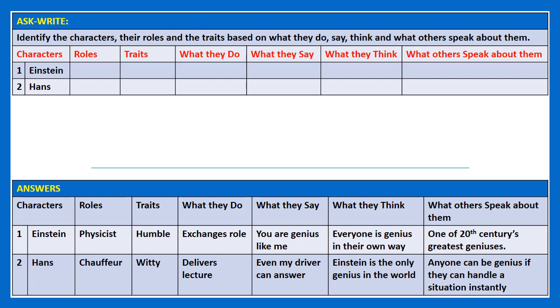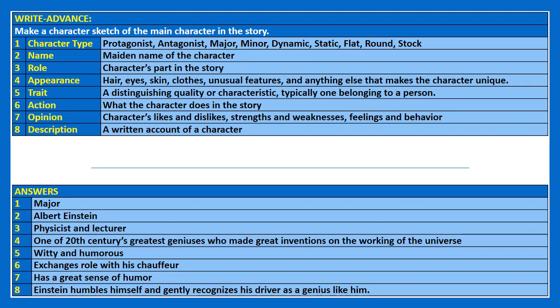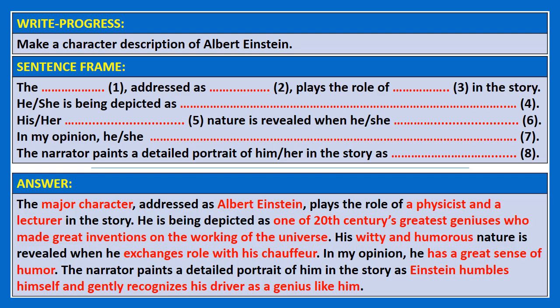Identify the characters, their roles, and the traits based on what they do, say, think, and what others speak about them. Make a character sketch on the main character in the story. Include information like the character's role, appearance, and traits. Use the character sketch that you have made to describe the main character. You may use the given sentence frame as a guide.